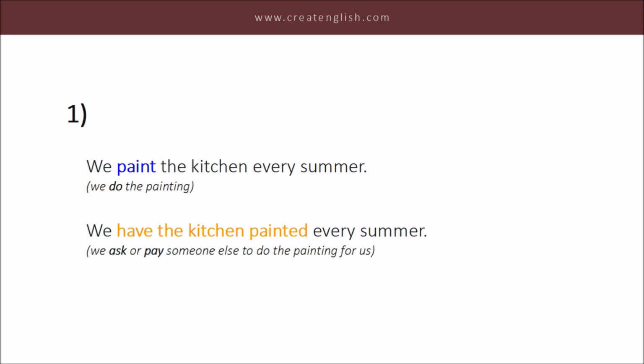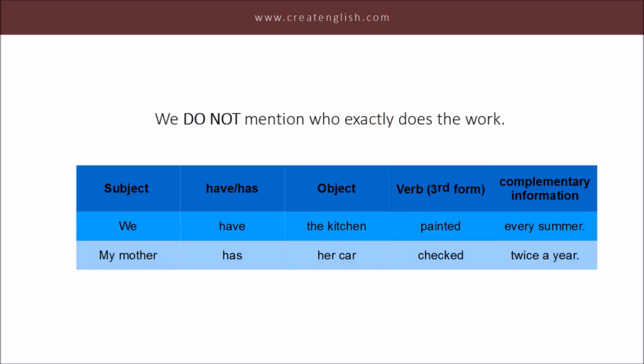Okay, so this is a key difference between the two. The first one, we do the painting. The second one, someone else does it for us. And they do it because we asked them, or we paid them, or we gave them an order, etc. to do so. Now just observe, in this case of the causative, we do not mention who exactly does the work. It's not really important. We focus on the action.